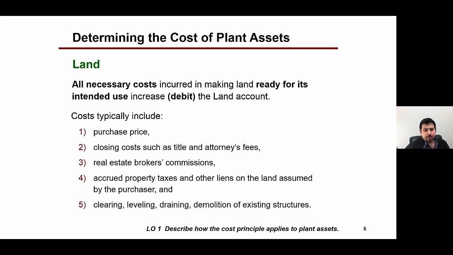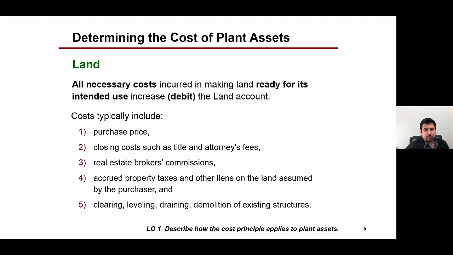Now, land is different from other plant assets. All the plant assets or fixed assets or PPE have a definite lifetime where you expect that asset to be useful for a long term, however, for a specific period of time, with the exception of land. The idea here is that its revenue generation capability does not decrease over time. Unlike, for example, a truck. A truck will depreciate because with time, its revenue generation capability will decrease.